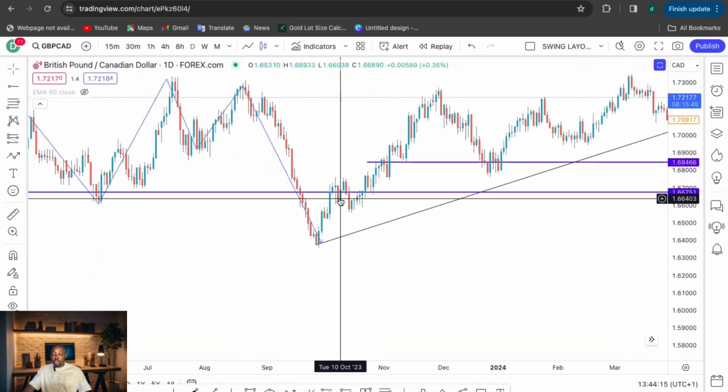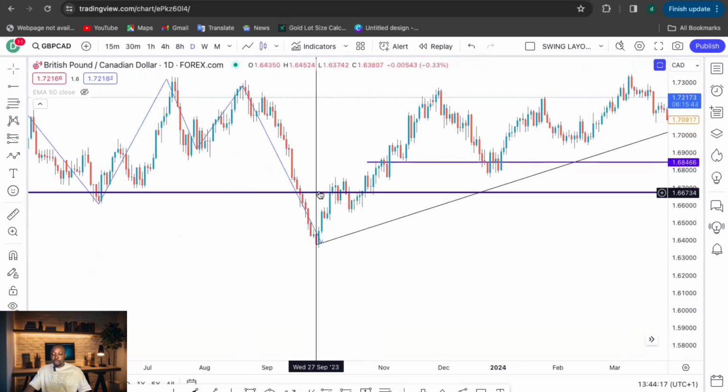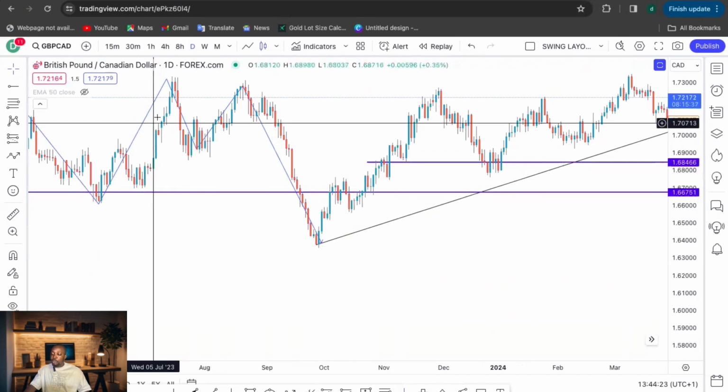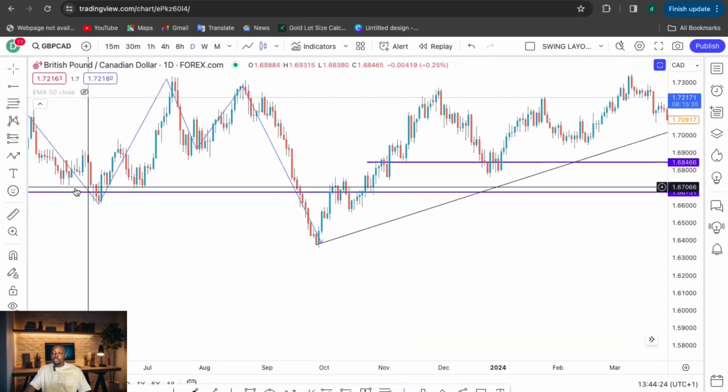Why? The structure has been broken. The uptrending structure has been taken out, and I would not be surprised if the market comes from here and pushes all the way to the downside, because the structure has been violated.